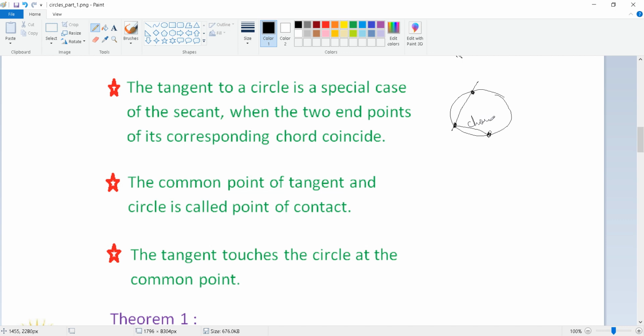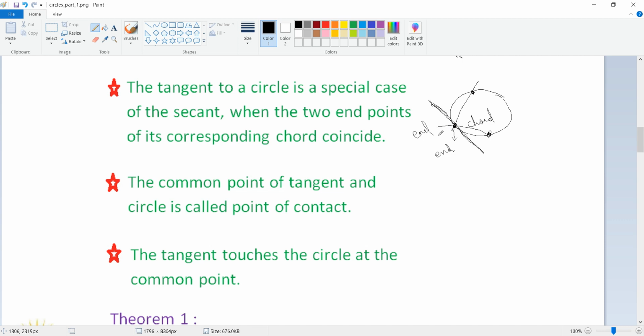Understood? If I draw a line which joins these two chords together, then, see, if this is one of the endpoints of the chord and this is another endpoint, both these points are endpoints of both the chords, right? Now what if I join these two endpoints together in a line? Then I end up getting a line like this. This is what is called a tangent.